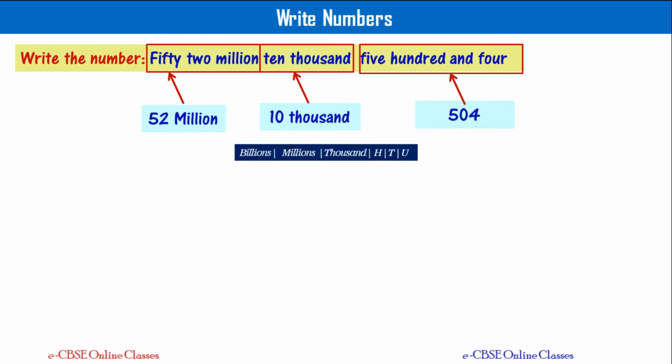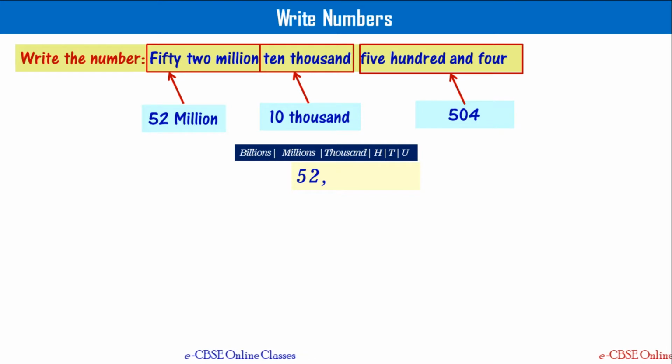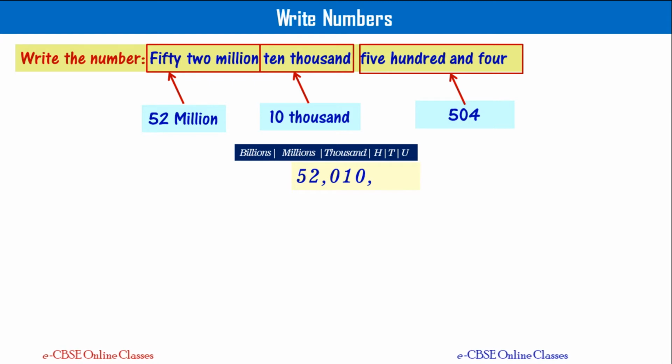So for millions group, we simply put 52 and put a comma there. And for thousands group, we have to write 10,000. You see, for hundred thousands place, there is nothing given, right? It means we have to put 0 there. So for thousands group, it becomes 010. You write it as is. And then put 504 in ones group. So this is the number we are looking for.